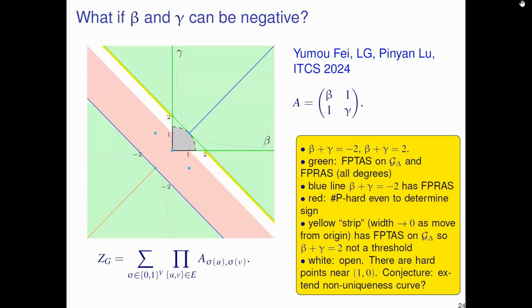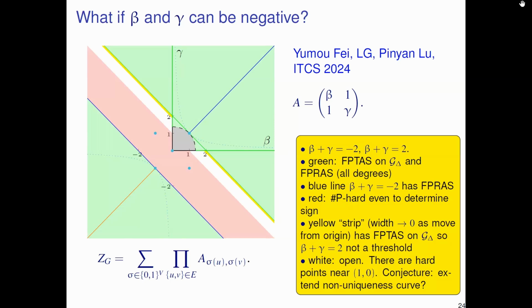And then we get to the kind of truth in the fact that we don't have any nice bounds because there's a yellow strip. What's that there for? So the yellow strip is not a strip. It gets narrower and narrower as you move further out. But the point is that beta plus gamma is less than 2. So it's a zone where there's an FPTAS, but beta plus gamma is actually less than 2.